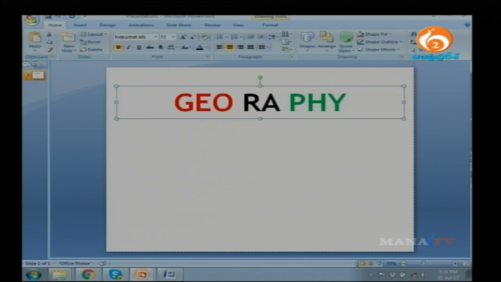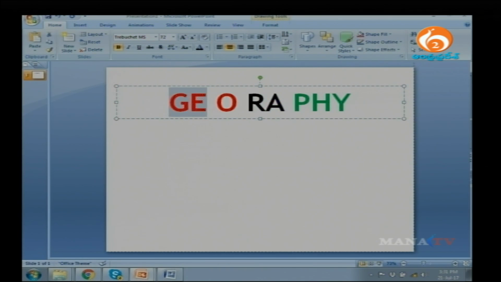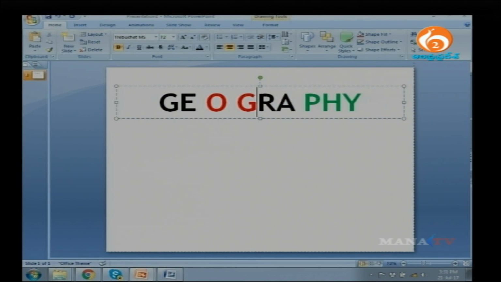Geography. Is it geography or geography? The correct pronunciation is, if it's black, please don't stress on that. You need to stress on the red one. It's geography. Okay, now it's perfect. It's geography. All right.